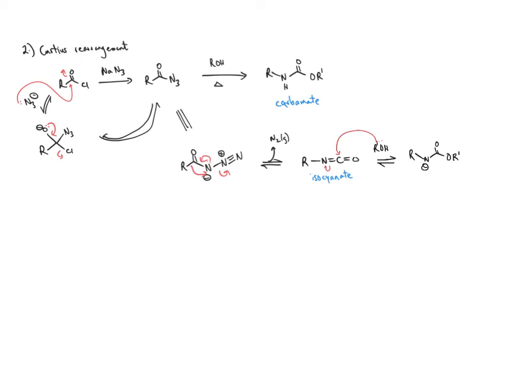Okay, so we have R prime with a positive charge, and then we can of course get a proton transfer event happening to give us the neutral carbamate.